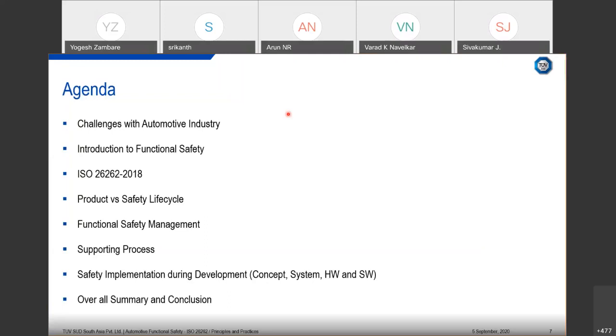Product versus safety life cycle and its alignment, functional safety management, so that is management aspects, and then supporting processes, safety implementation during development, wherein I will be covering the concept phase, system phase, also hardware and software development and associated safety analysis and so on. And then finally, an overall summary and conclusion that I'll be giving you.